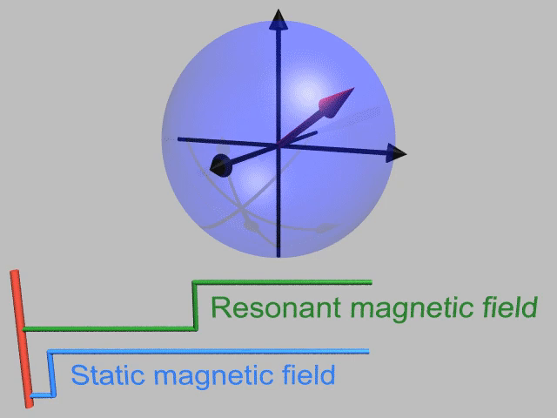v_I ≝ dr/dt = (dr/dt)_R + ω × r = v_R + ω × r, where subscript I means the inertial frame of reference, and R means the rotating frame of reference.